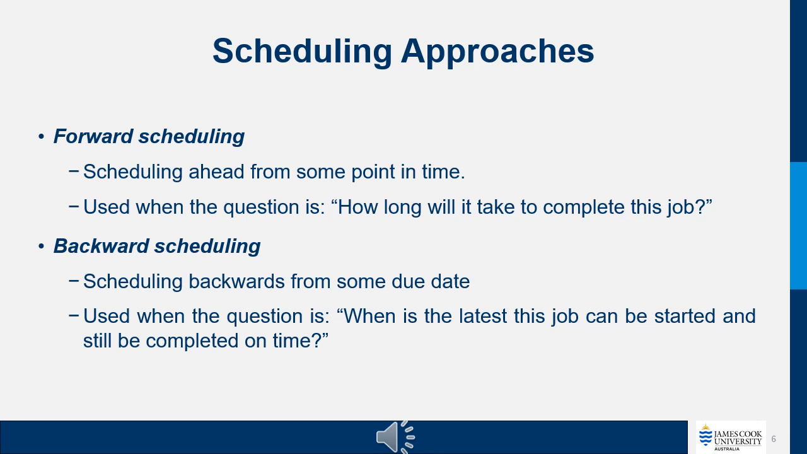On the other hand, we have backward scheduling, which involves planning and scheduling tasks starting from the due date or deadline and moving backward. It is employed when the main question is determining the latest possible start time for a job or project to ensure on-time completion. By scheduling backward, organizations can identify the latest start date for individual tasks, allowing them to allocate resources and plan the workflow accordingly. In summary, forward scheduling focuses on determining the time required to complete a task or project, while backward scheduling focuses on identifying the latest start date to meet the specific deadline.